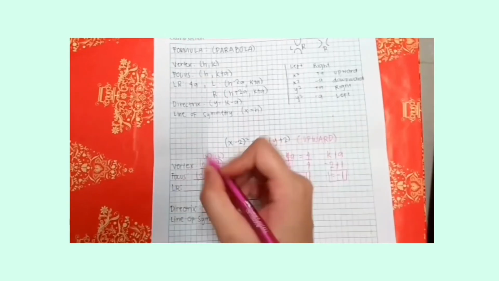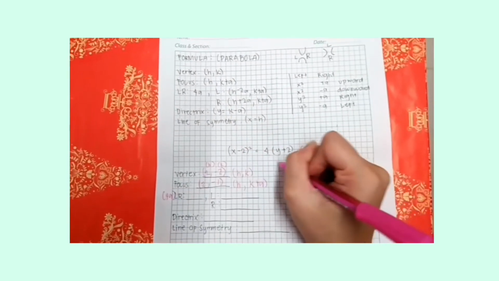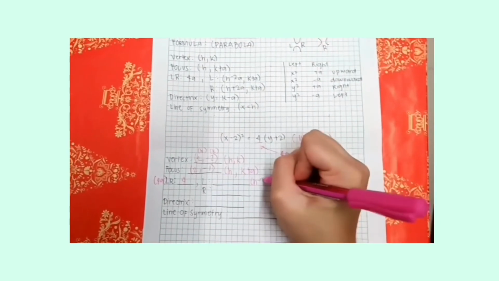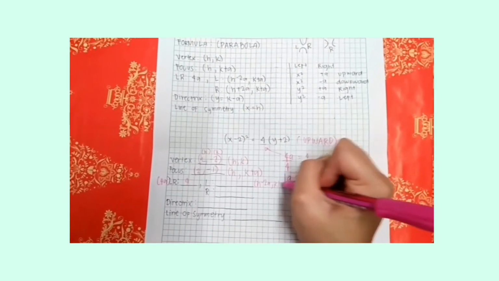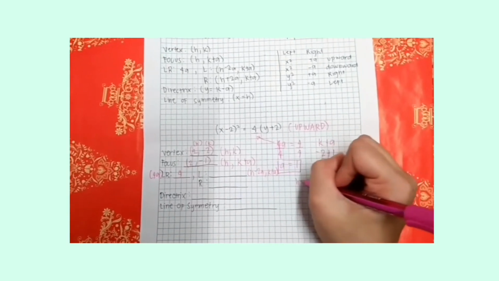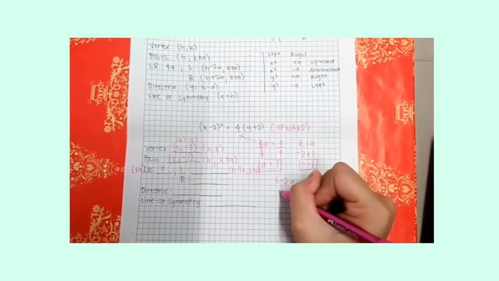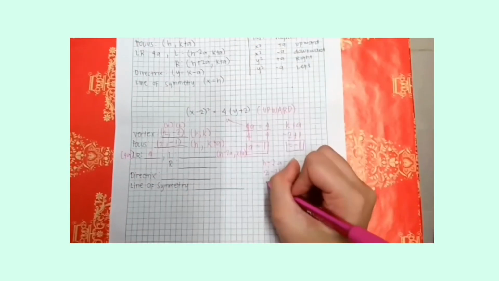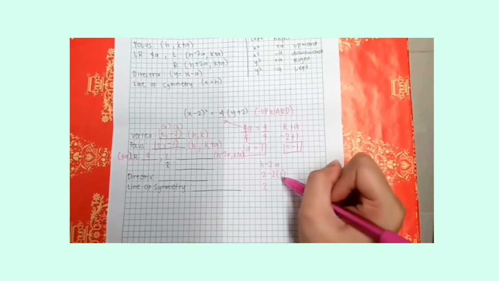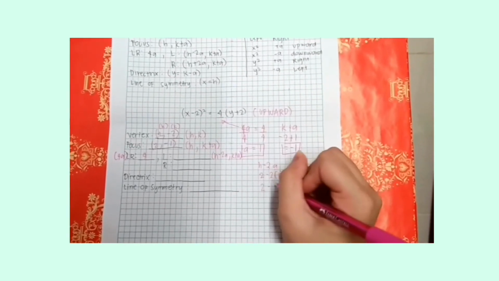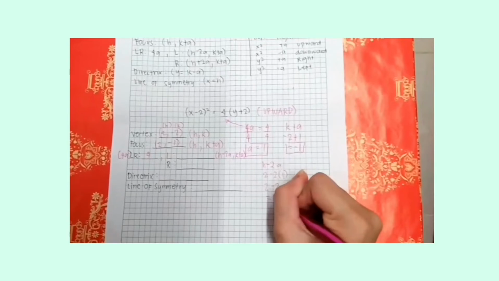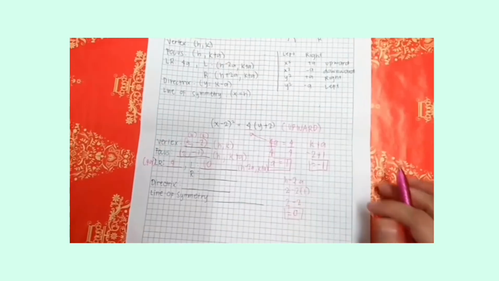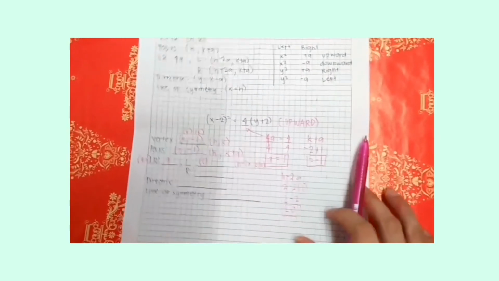Latus rectum, which is the 4a, our 4a is the 4. Next, the latus, which is h minus 2a, k plus a. Let's solve for the h minus 2a. H, which is 2, minus 2 times our a, which is 1. So 2 minus 2 times 1, so it's negative 2. Therefore, our h minus 2a is 0. And our k plus a, which is negative 1.